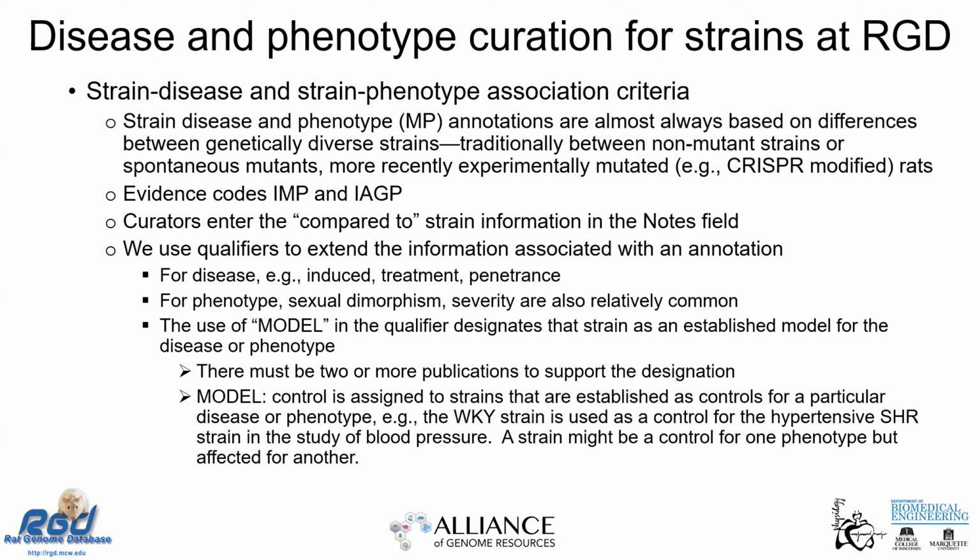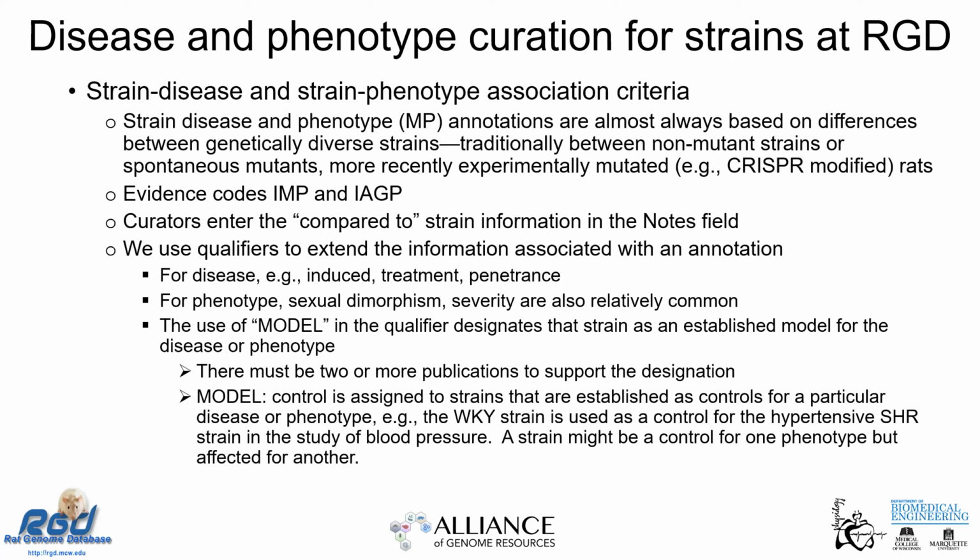We use qualifiers to extend the information associated with an annotation. So for disease, we use qualifiers such as induced. It's associated with a treatment. This is associated with penetrance. For phenotype, sexual dimorphism and severity are also relatively commonly used. We use the term model in the qualifier to designate that a strain is an established model for a disease or phenotype. And there have to be at least 2 or more publications to support that designation.